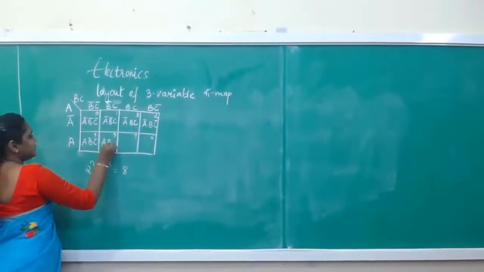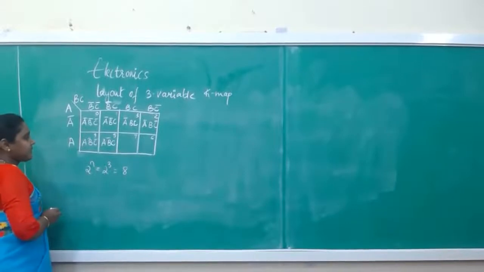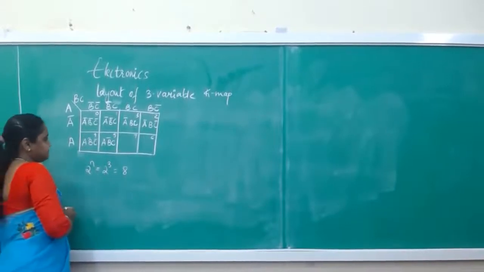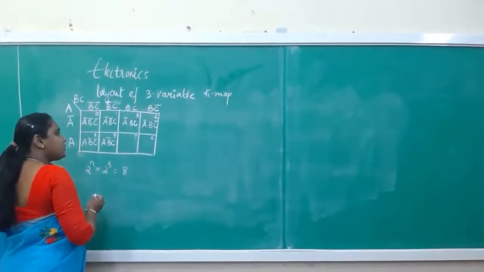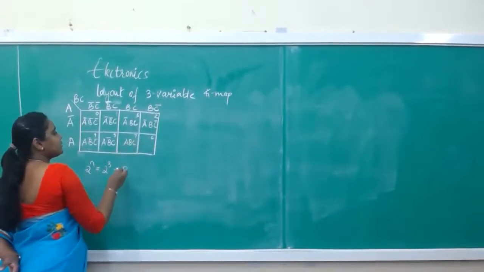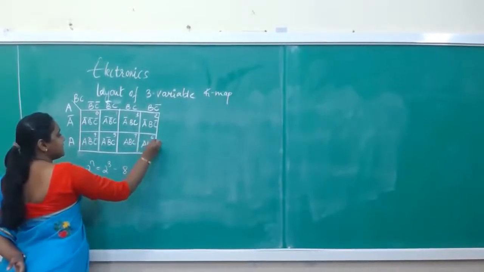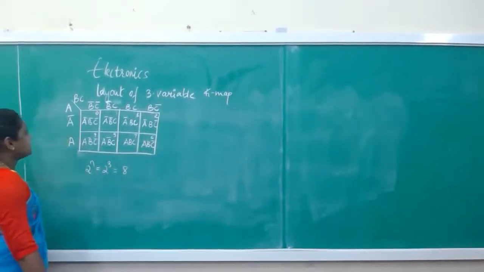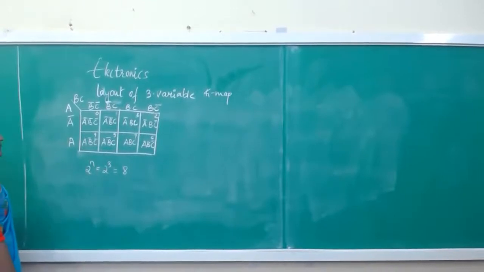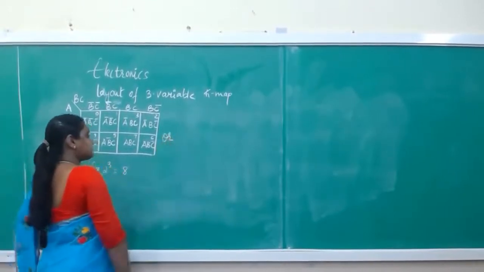A, B bar, C, that means 1 0 1. Next, A, B, C, that means 1 1 1. The last one, A, B, C bar, that means 1 1 0. This is the layout of the three variable K-map. This three variable K-map can also be written in the other form.